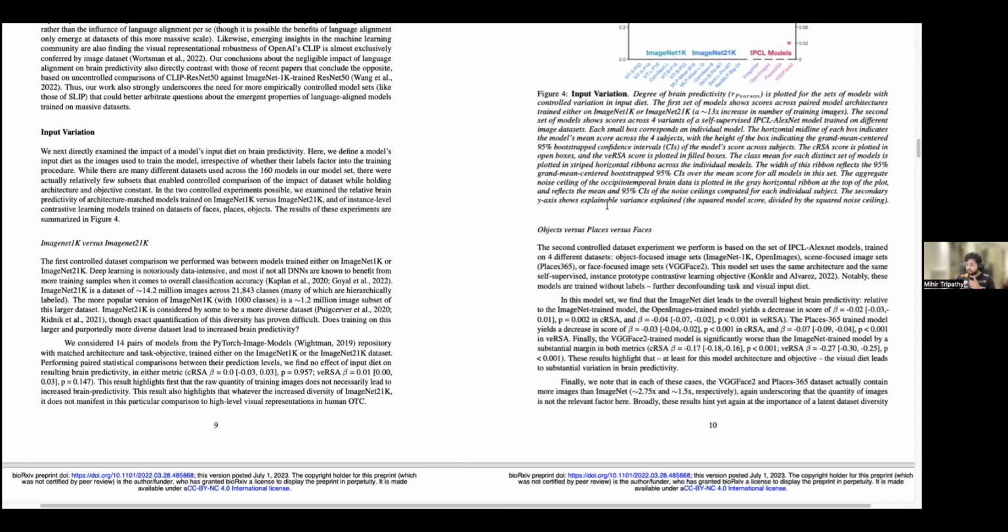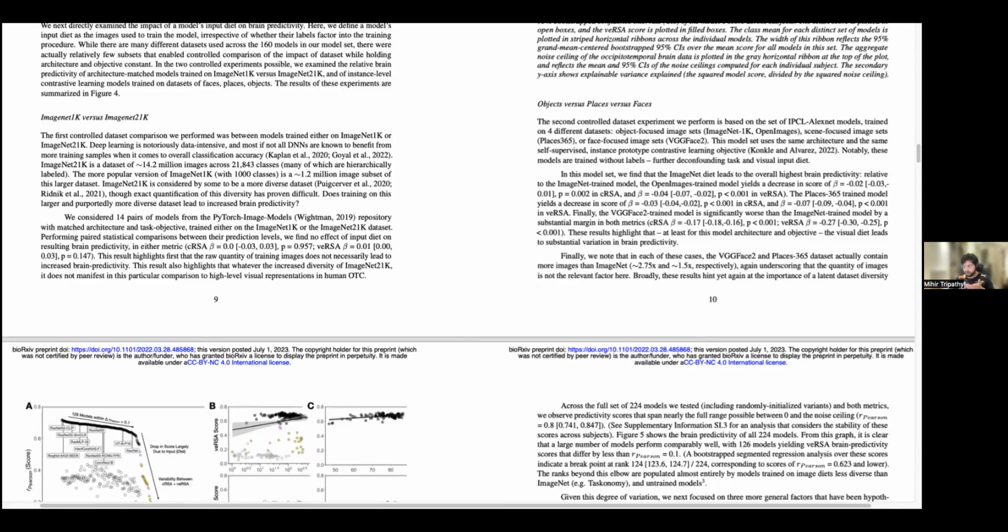Also a thing to mention is that these datasets, like Open Images and Places365, are much larger than ImageNet. So this again really proves that the quantity of the images does not really matter if the dataset is not diverse.